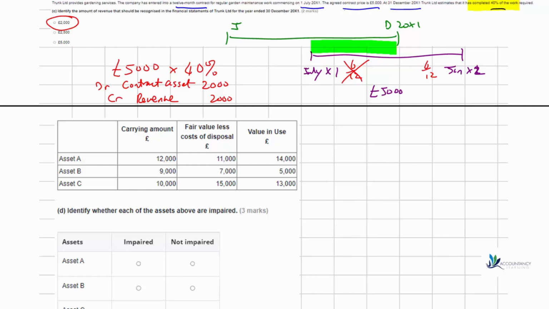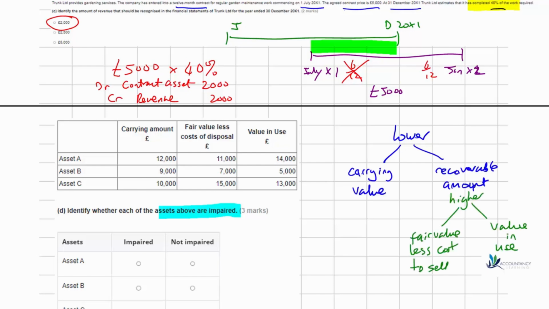And finally, we have a question about impairment covered by IAS 36. So we need to identify whether each of the assets above are impaired. Under IAS 36, we need to do an impairment if there's some sort of impairment event. We're not required to consider impairment for all assets. And the way to work this out, we need to be prudent and assets need to be stated at the lower of their carrying value and their recoverable amount. And the recoverable amount is the higher of the fair value less cost to sell and the value in use.